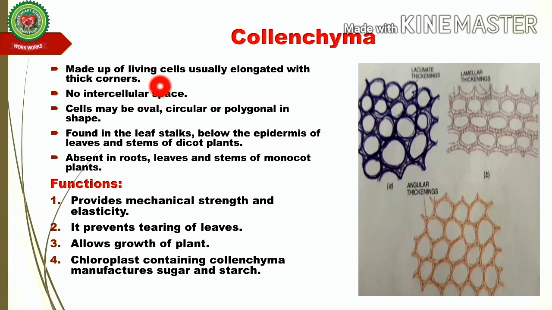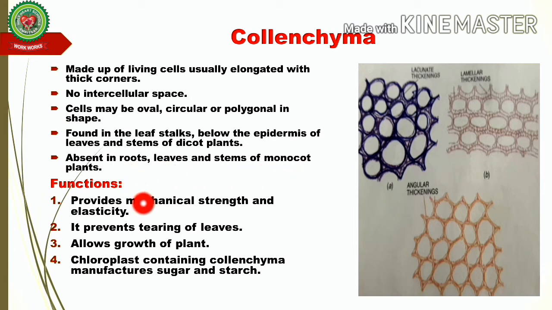Collenchyma is made up of living cells which are usually elongated with thick corners due to deposition of pectin, cellulose and hemicellulose. Intercellular spaces are usually absent, or you can say there is no intercellular space. Collenchyma cells may be oval, circular or polygonal in shape. Collenchyma is found in leaf stalks, below the epidermis of leaves and stems of dicot plants. It is absent in roots, leaves and stems of monocot plants.